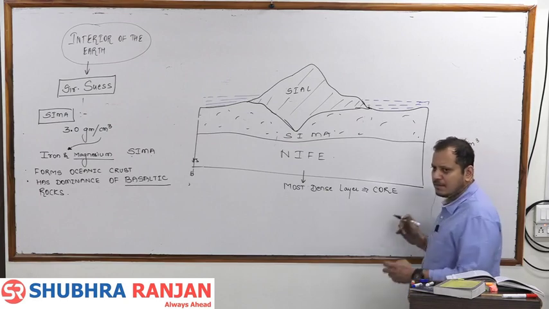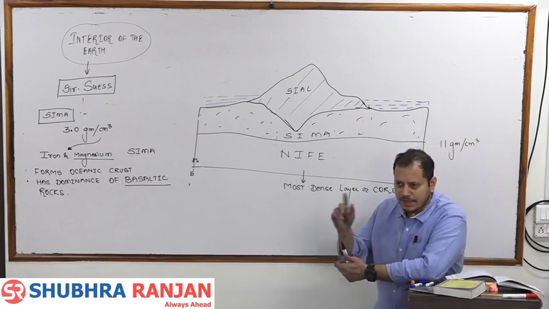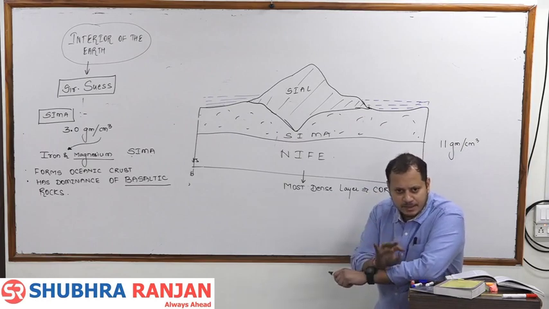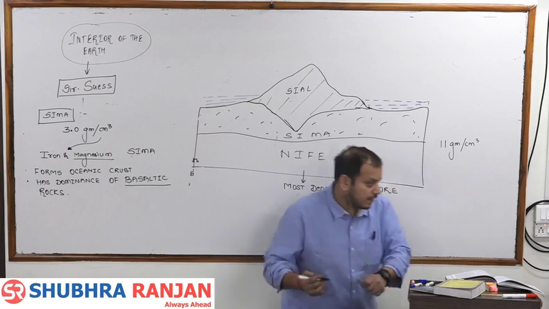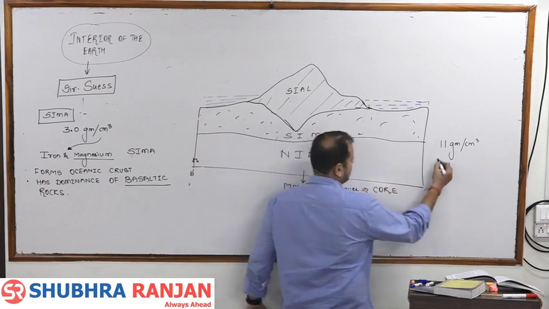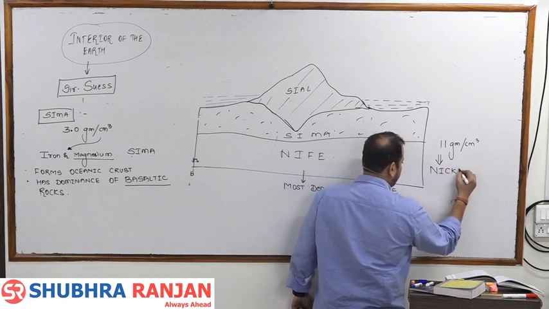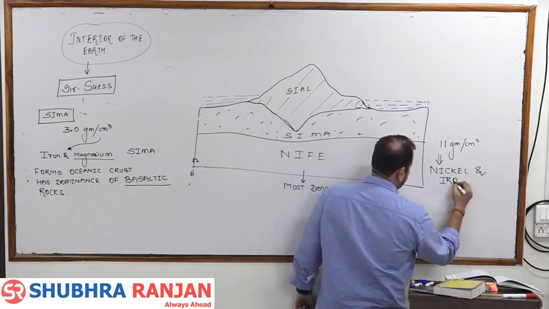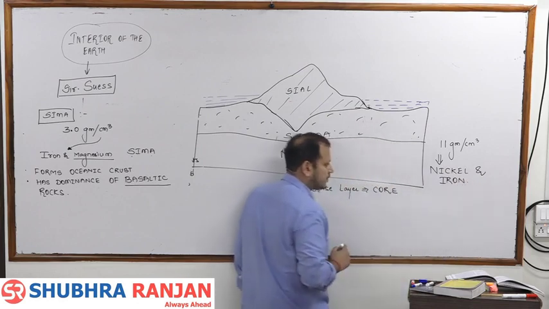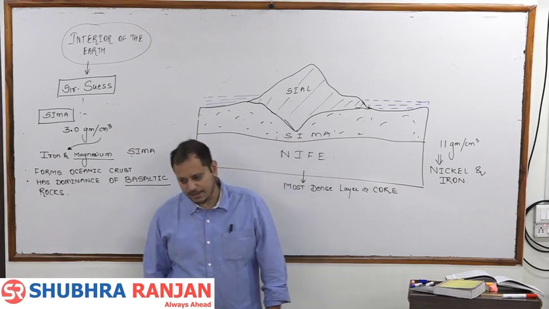कुछ बुक्स में दिया होगा 12, कुछ बुक्स में 11, NCERT says 11. Don't worry, एक और दो, कभी 11 है कभी 12 है. So 11 grams per centimeter cube. Why? Because it has dominance of nickel and iron.